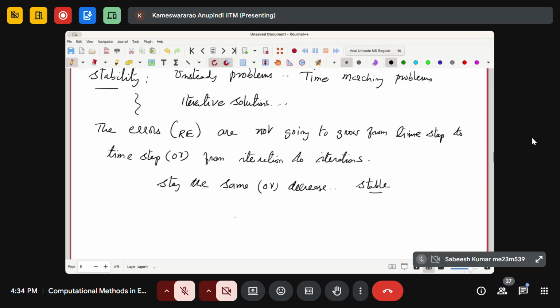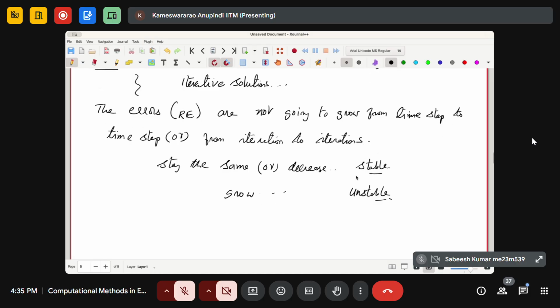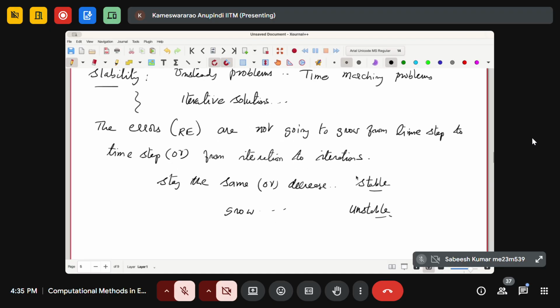If the errors are going to grow, then we call that scheme unstable, and unfortunately we won't be able to use it, because the round-off errors will grow and contaminate the solution. Eventually we're going to get very big numbers, which are not useful anyway. So that's about stability. We are also going to look at some schemes and how to evaluate whether they are stable or not later on in the course, in this chapter on the basics of finite difference method.